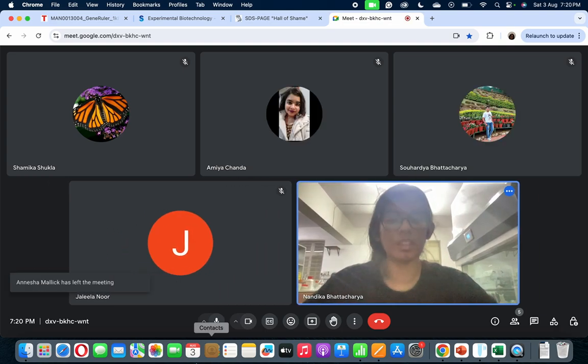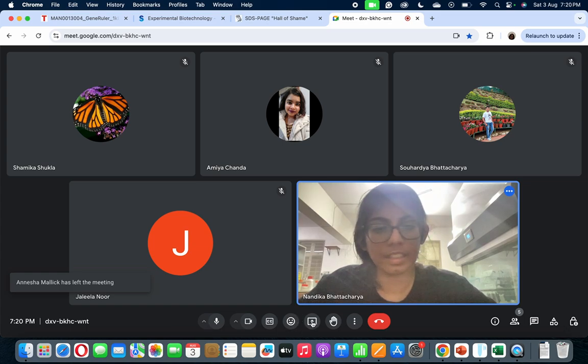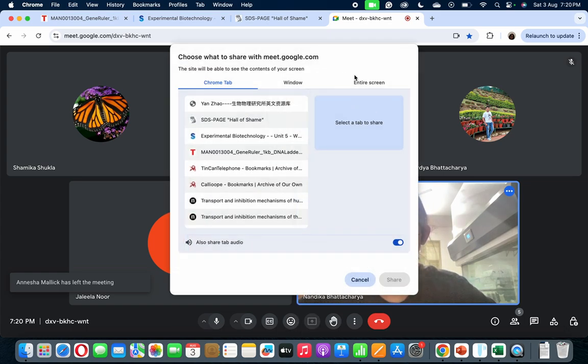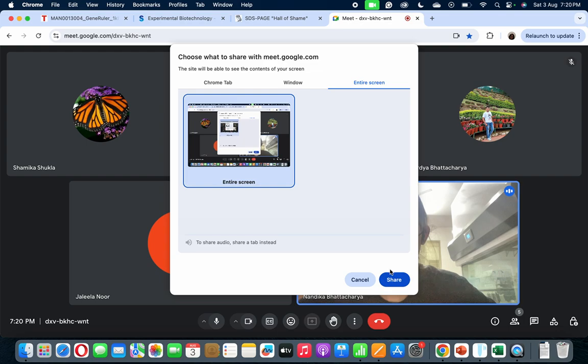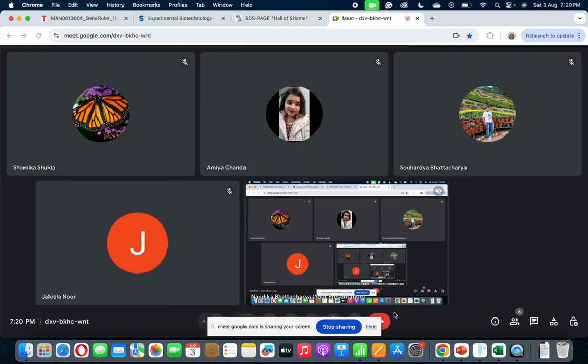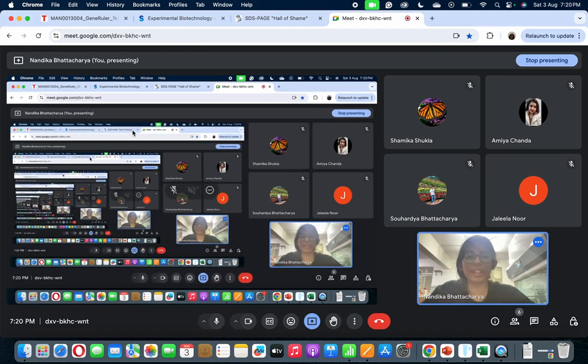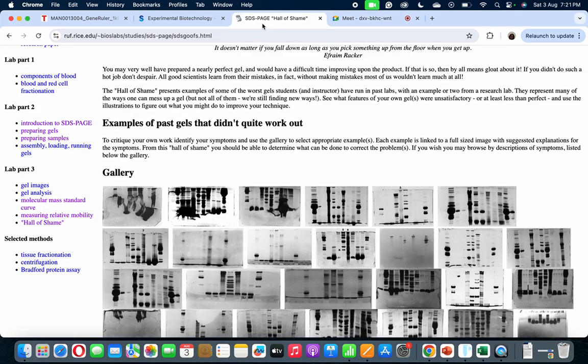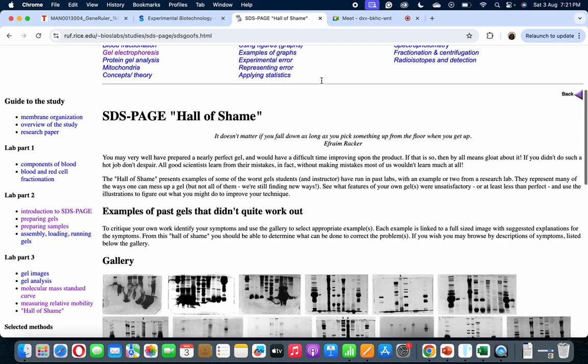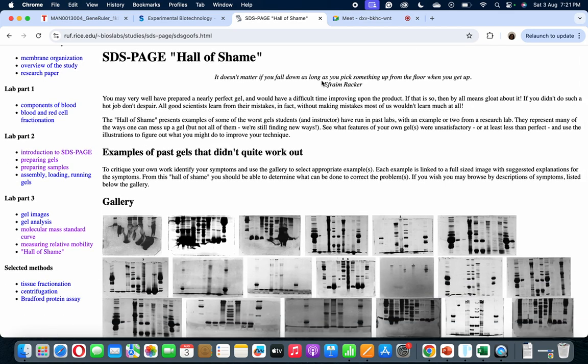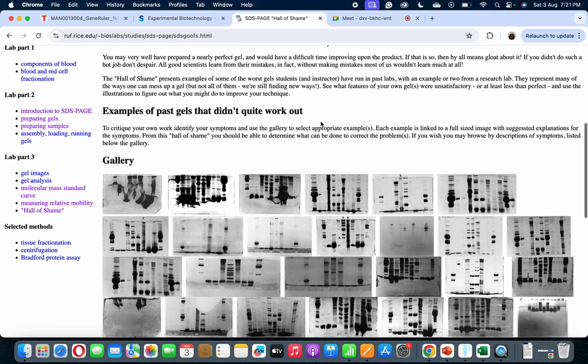Yeah, I'll just present my screen so that we can look at something which I found quite amusing. It's called the SDS-PAGE Hall of Shame, which is showing some gels which didn't work out the way that they were expecting. So you can also see this and think about maybe if you're seeing something like this in your gel, it can help you diagnose what went wrong.